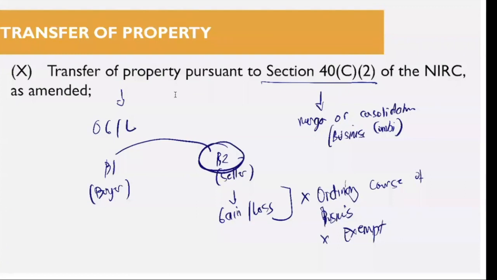That's why, under our rules, if there is a transfer of property due to merger or consolidation, any sale made by the other company to one company is considered exempt because it is not done in the ordinary course of business. Okay? We cannot say that you are in a trading of selling your business. That cannot be. Okay?